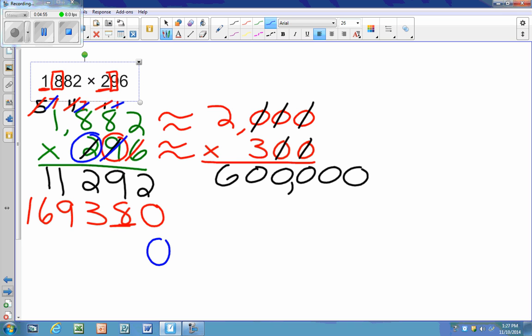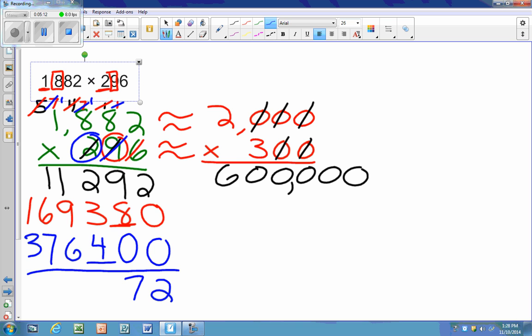2, which is in the hundreds place, so I need to put 2 zeros down. 2 times 2 is 4. 2 times 8 is 16, carry the 1. 2 times 8 is 16, plus 1 is 17, carry the 1. And 2 times 1 plus 1 is 3. And now I add it all up.